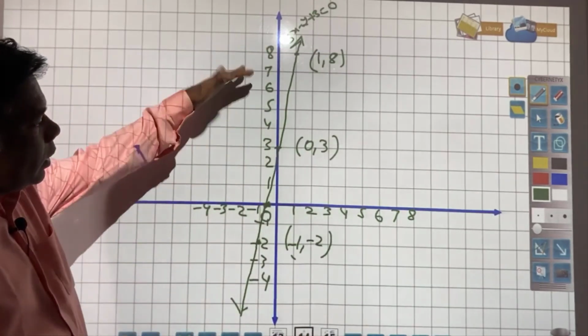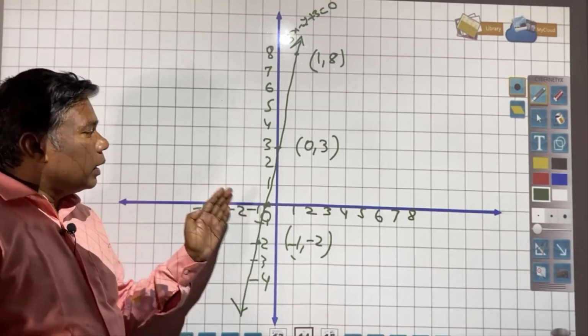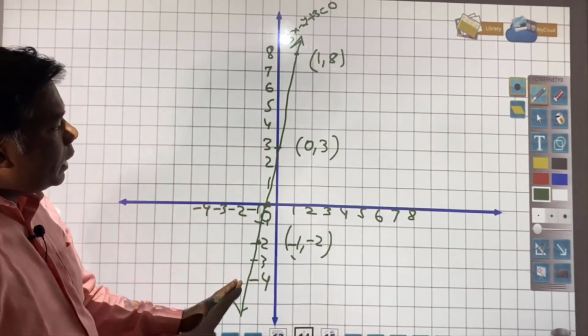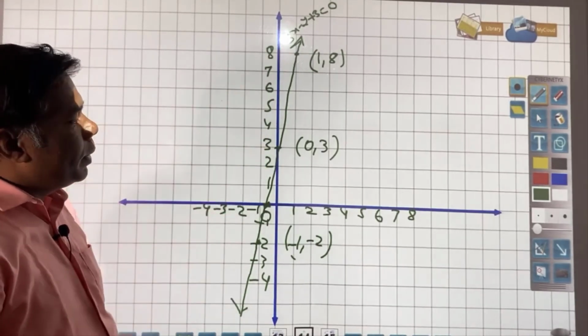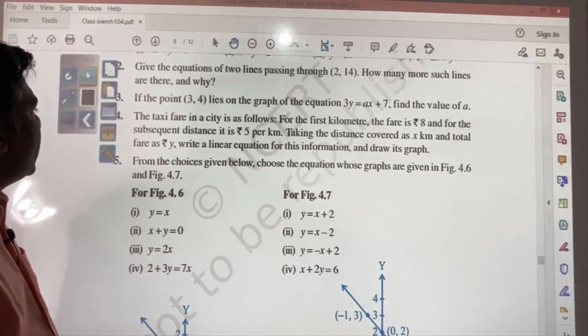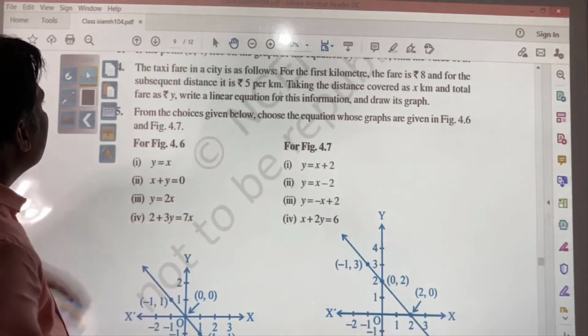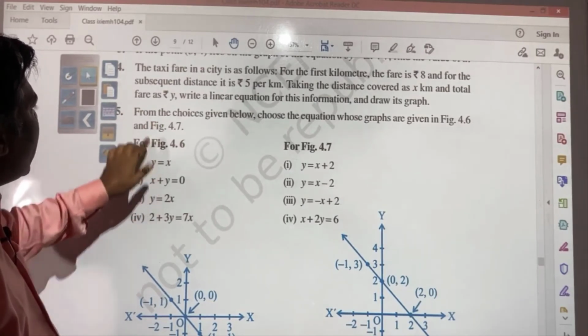So in this way, this graph is required to be plotted, and again I am repeating, this must be done in graph sheet and with the help of ruler, so that exact graph you will be able to plot. So in this way we have completed up to question 4. This question is so easy, just you try out.